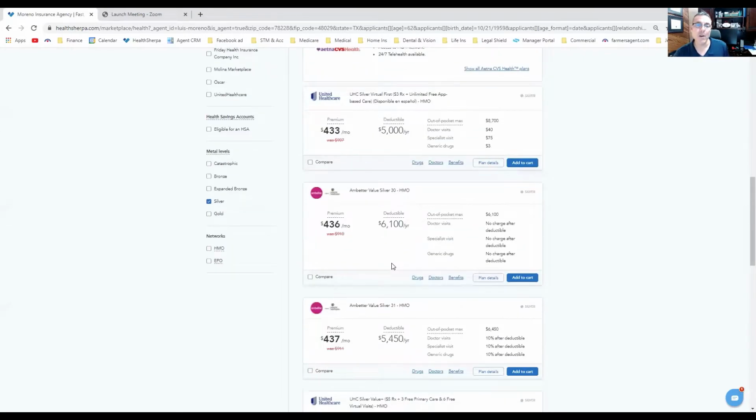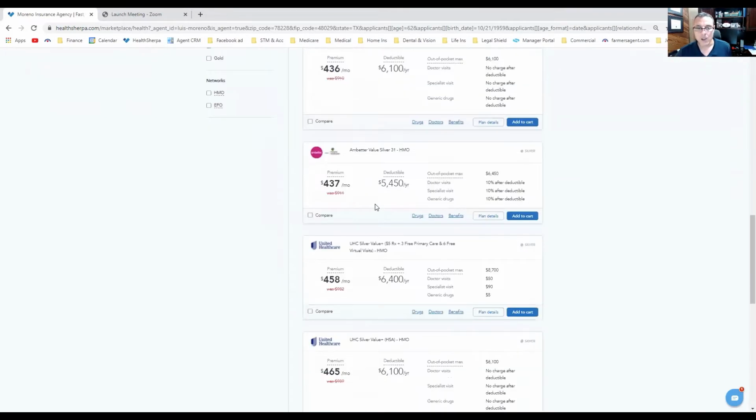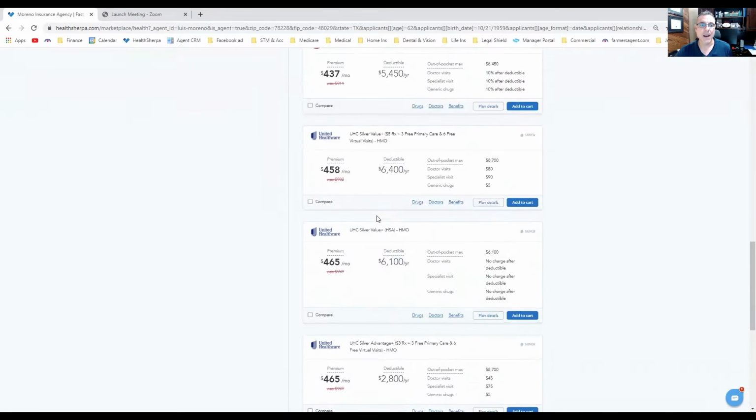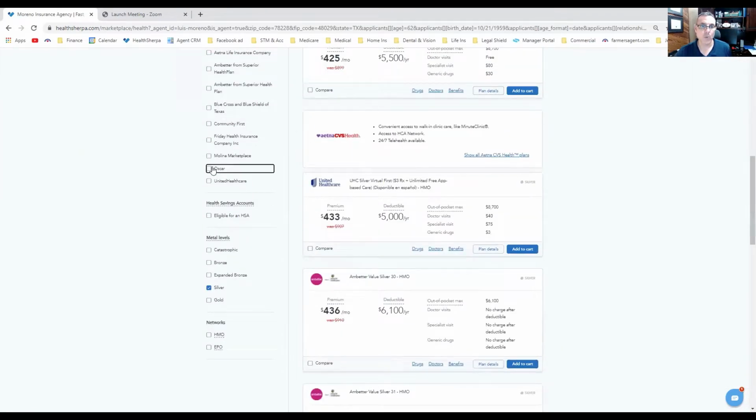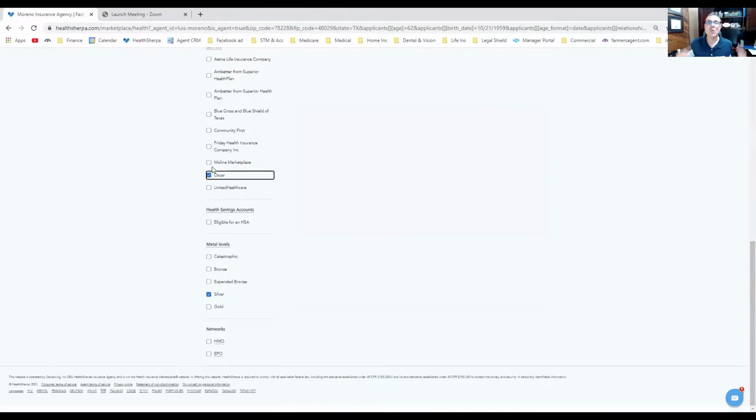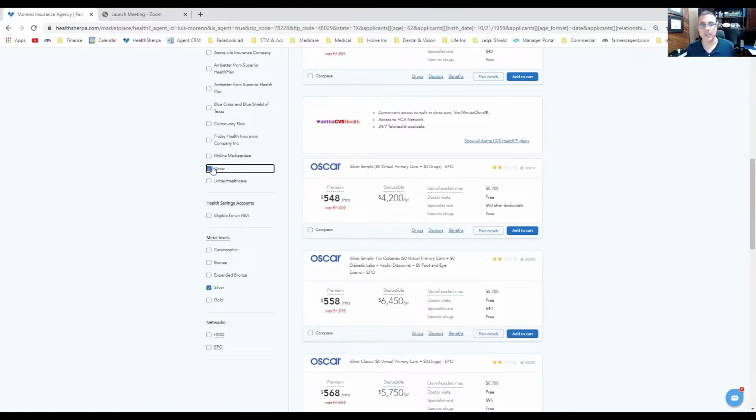Ambetter has two different networks, this value network and then their regular network that we've had for many, many years. Well, in this scenario, the doctor wasn't in either one of them. The value network is a very narrow network. Just because they were on Ambetter last year does not mean that a doctor is going to be with the Ambetter value. So you have to check the provider directory. So we just kept filtering. Finally, just to make this video a little shorter, we landed on Oscar. Oscar was the only plan that this oncologist took.